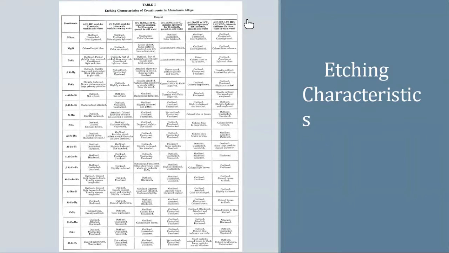So this is where looking at your samples in the as polished condition comes in handy, because you can identify these features prior to etching, and then you pick your etchant and see if you get those results.